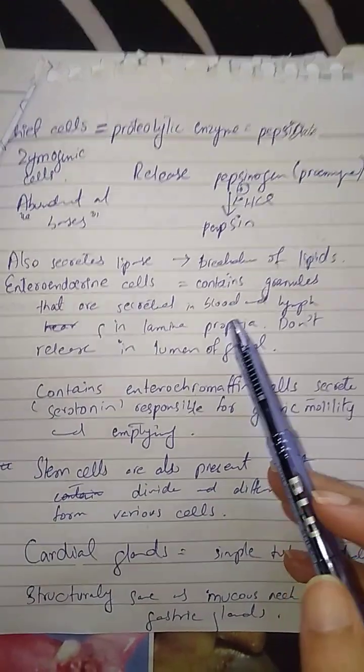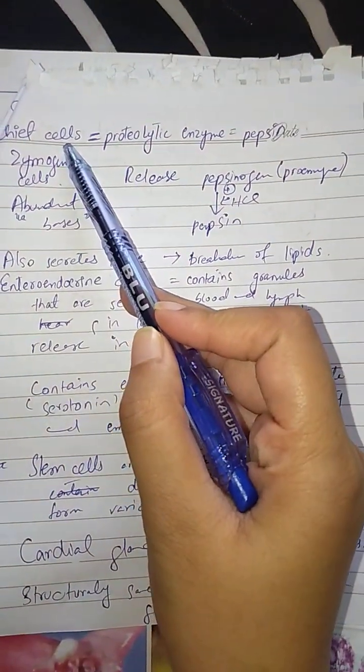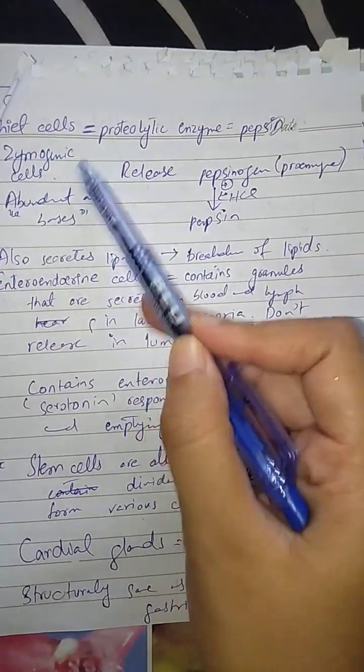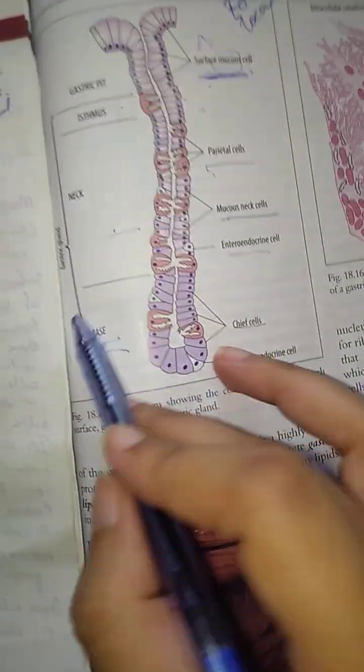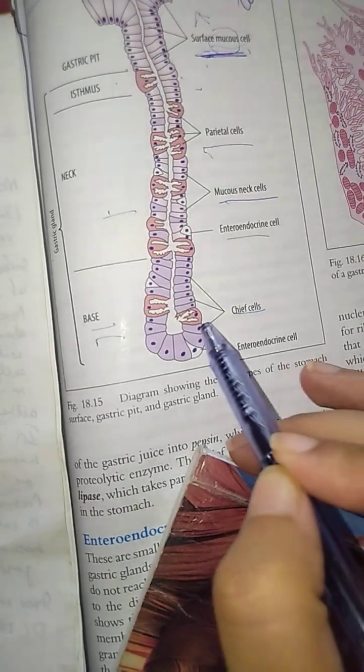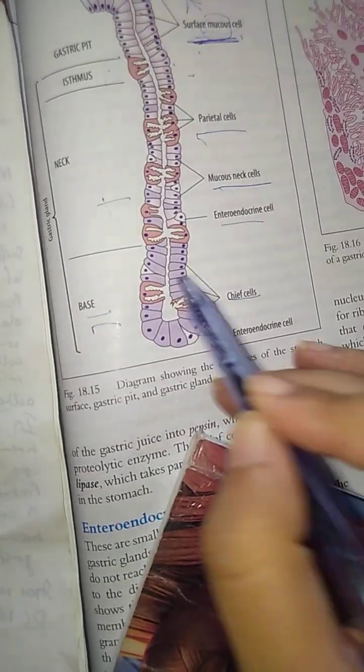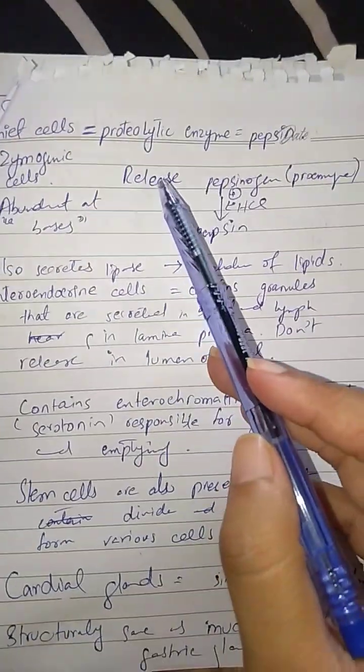Now discussing the next cell, that is actually the chief cell. Chief cells are also called zymogen cells that are abundant in the base. So I can show you in the diagram. This is the base and these are the chief cells. Okay, these are all chief cells. Now let's discuss the function of chief cells.